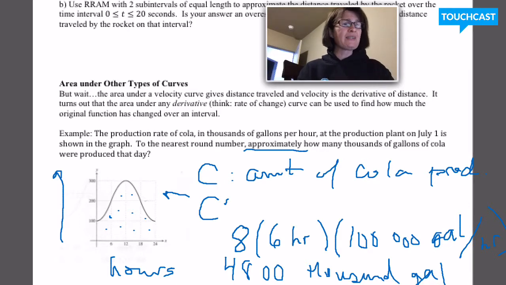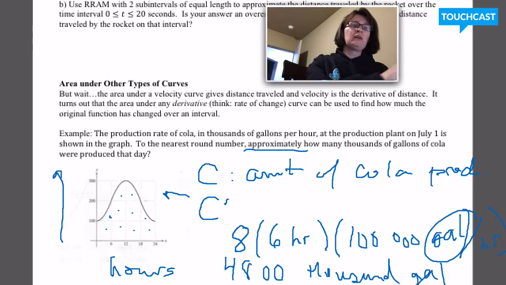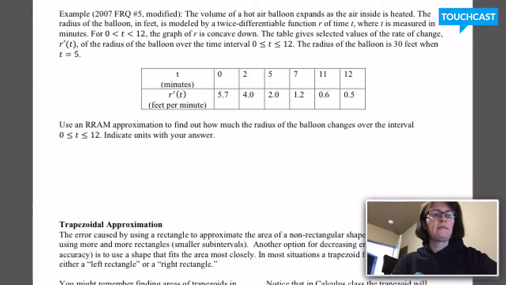The units have to make sense or you've done it wrong. The width of each rectangle is measured in hours. The height is measured in gallons per hour. The hours cancel, which gives us gallons, or thousands of gallons is the unit. And we have to check and make sure that makes sense. If I'm producing cola, if I ask how much cola is produced, does it make sense to give my answer in gallons? And it does here.